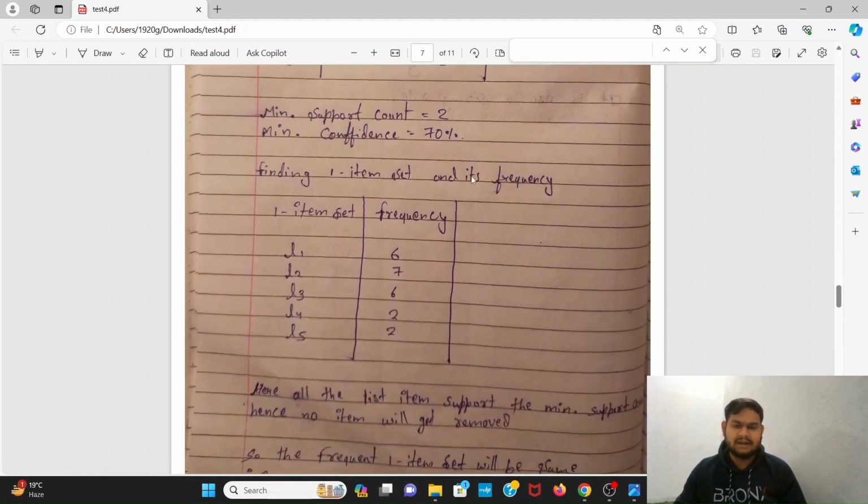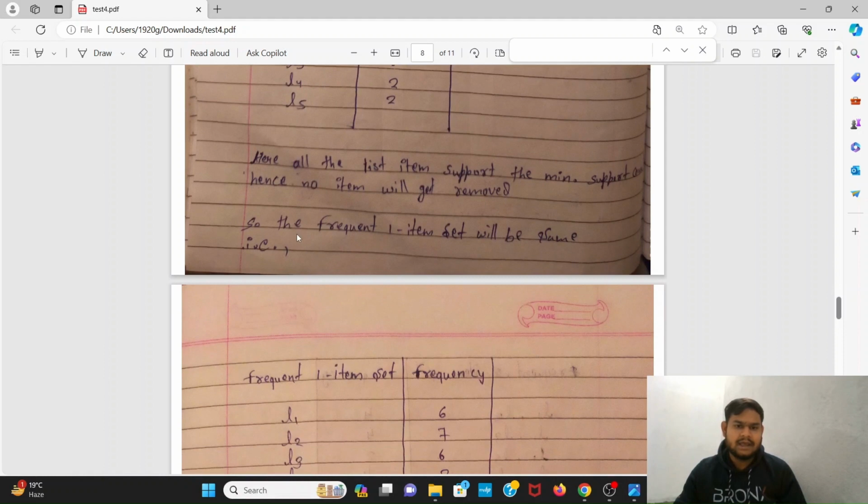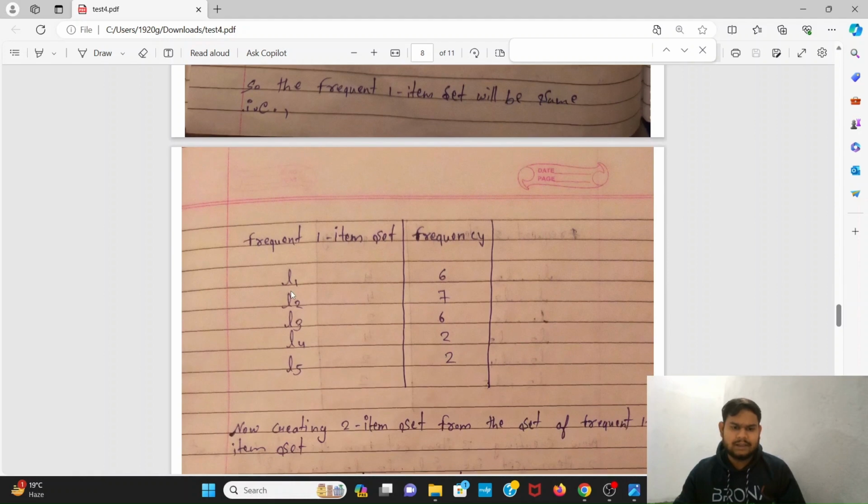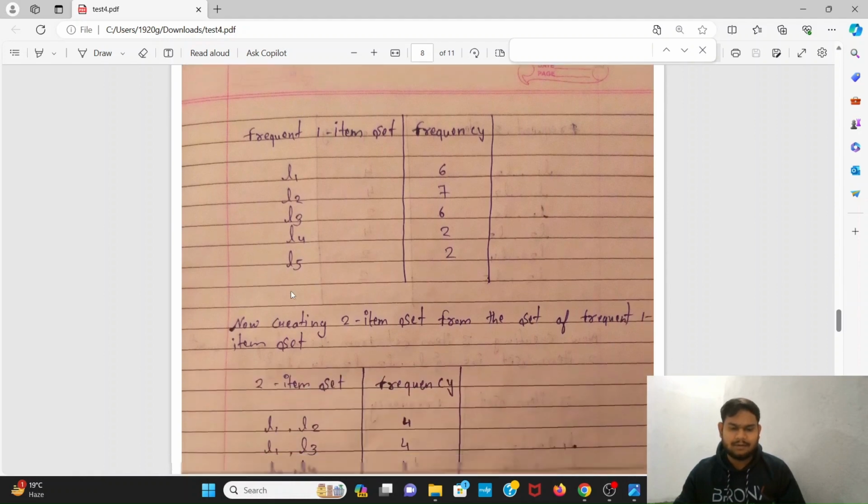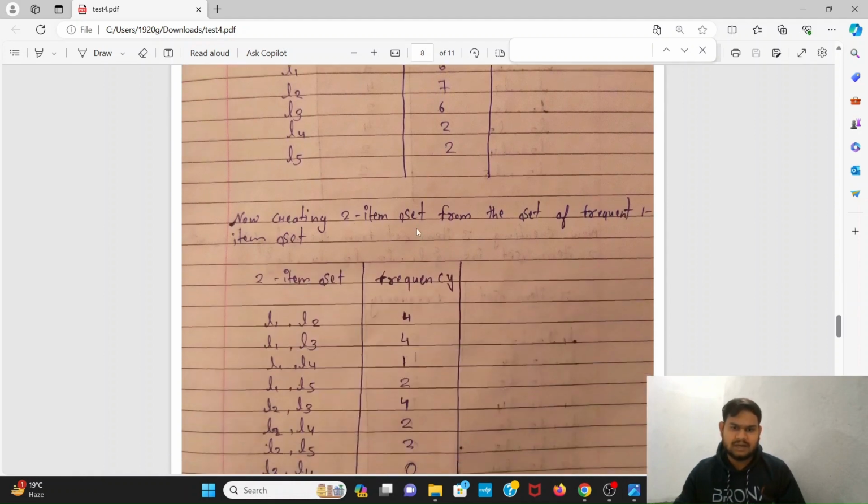Finding one item sets and their frequency. One item sets: L1 frequency 6, L2 frequency 7, L3 frequency 6, L4 frequency 2, L5 frequency 2. Here all the items satisfy the minimum support, hence no item will be removed. So the frequent one item sets will be the same, that is L1, L2, L3, L4, L5 as above. Now creating two item sets from the set of frequent one item sets.